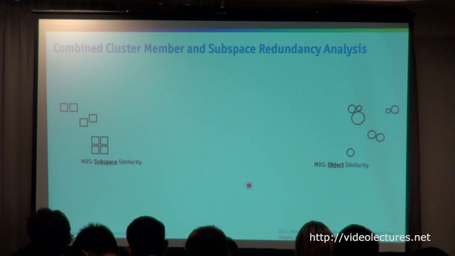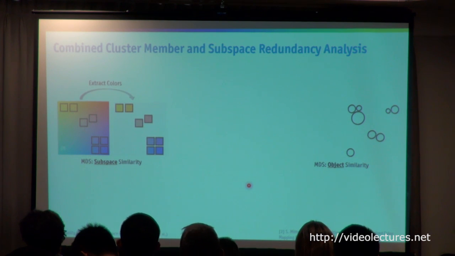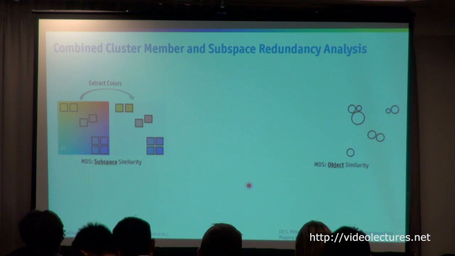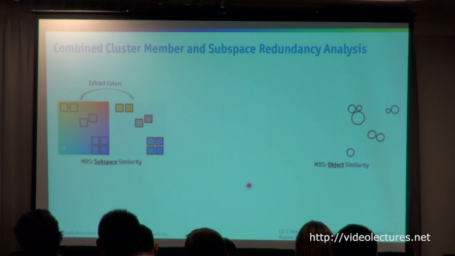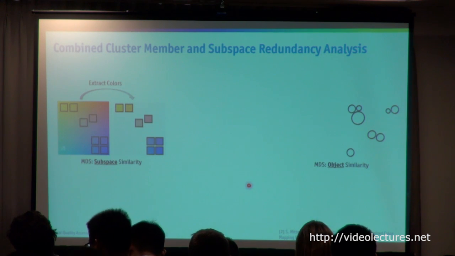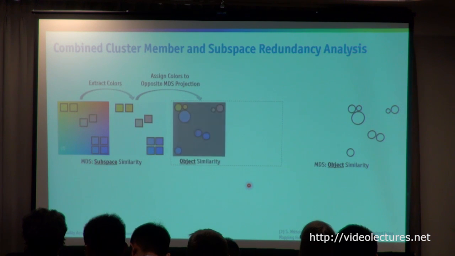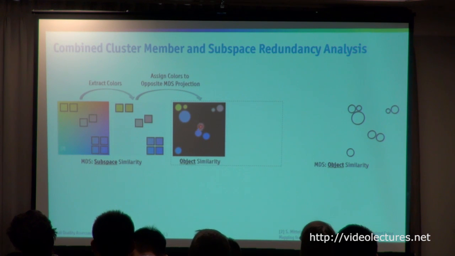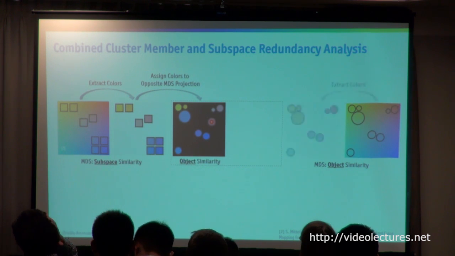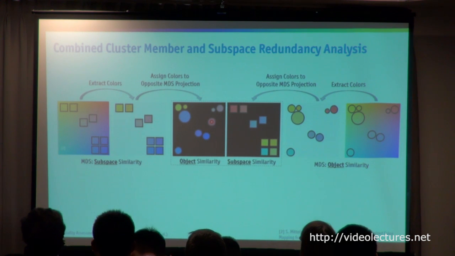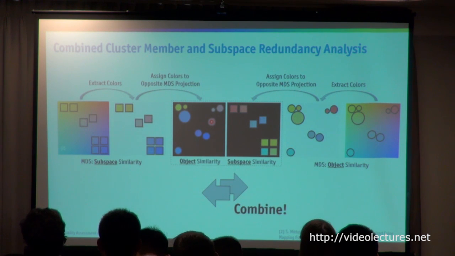So our idea is basically to first compute the projection based on the subspace similarity and object similarity separately, and then we map the points on top of a 2D color map, which is perceptually linear, and then extract the colors from the color map. So far, we have similarity encoded with nearby location and additionally with similar colors. In the next step, we project the colors on top of the MDS projection from the other similarity, in this case, object similarity. So we now have the original projection, where the location is based on the object similarity, and the similarity based on the subspace is given by the coloring. We can do the same for the object similarity, and we have in the end these two interlinked MDS plots, which combine both similarities together.